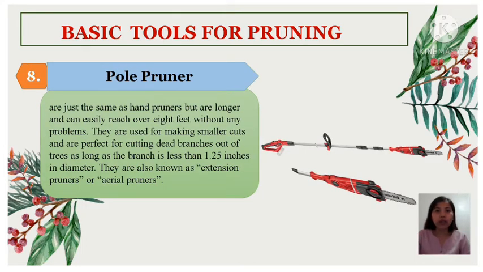Pole pruners are just the same as hand pruners but are longer and can easily reach over 8 feet without any problems. They are used for making smaller cuts and are perfect for cutting dead branches out of trees as long as the branch is less than 1.25 inches in diameter. They are also known as extension pruners or aerial pruners.